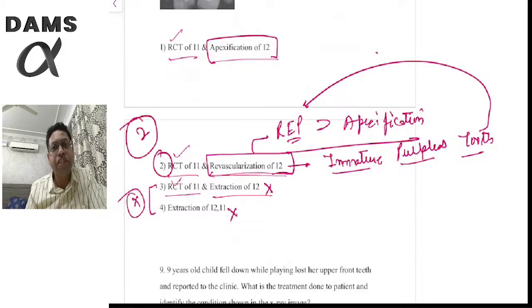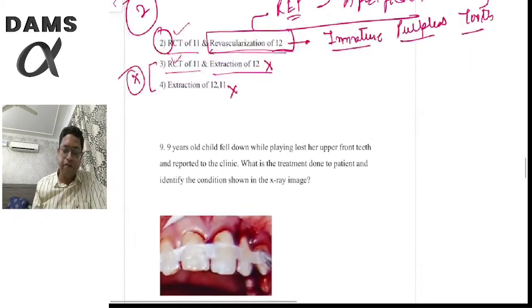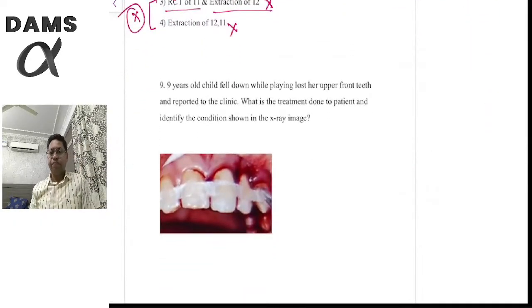I hope all of you understand. We have to look at the question, see the marker words over there, the information that is being sought, and then we have to answer accordingly. So it would be option 2, RCT of 1, 1 and revascularization of 1, 2. Next question.